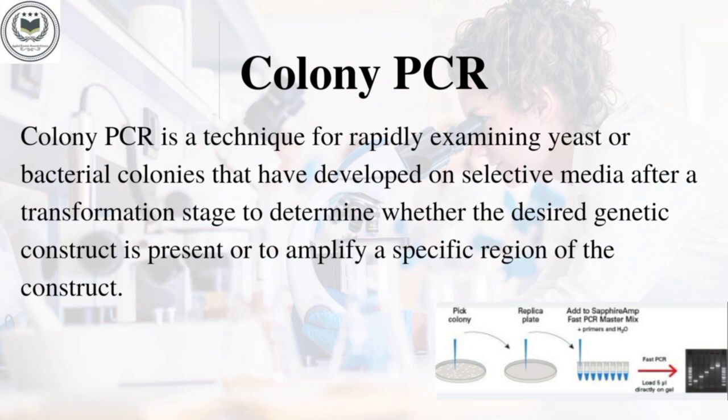Procedure of colony PCR. Step 1. Design primer to detect presence of insert. Step 2. Pick a single colony and add a small amount of sterile water. Step 3. Set up standard PCR reaction: bacteria water suspension, primer, dNTPs, polymerase and buffer. Step 4. Run PCR products on a gel.